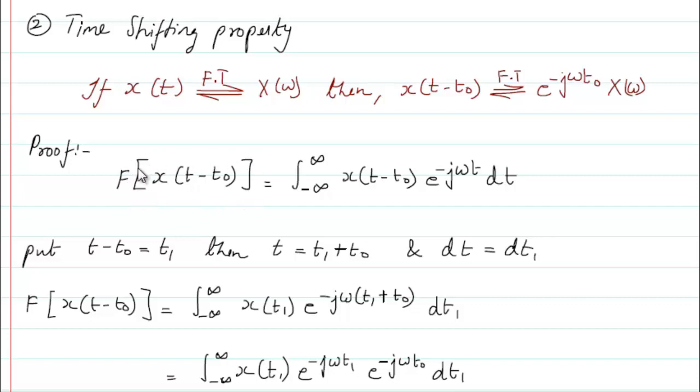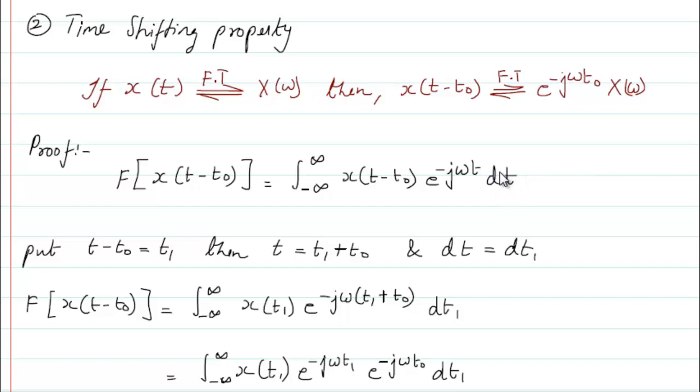The Fourier transform of any function, we know the equation is the integration from minus infinity to infinity of x of t minus t naught, which is basically the function that we want to find the Fourier transform of, multiplied with e raised to power minus j omega t dt. Now I am going to substitute t minus t naught as t1. In that case, what is going to be t? T will be t1 plus t naught. And if I differentiate this with respect to t1, then I will get dt is equal to dt1. So I can replace dt with dt1.